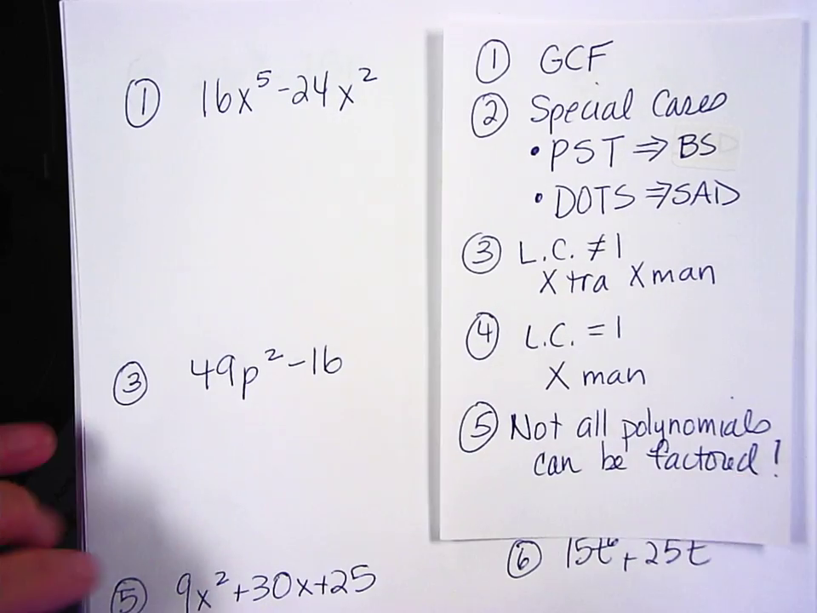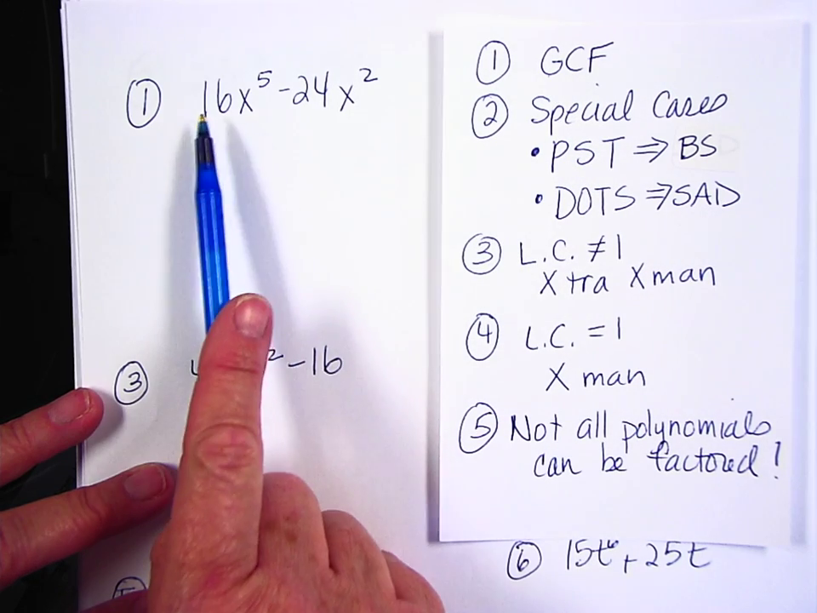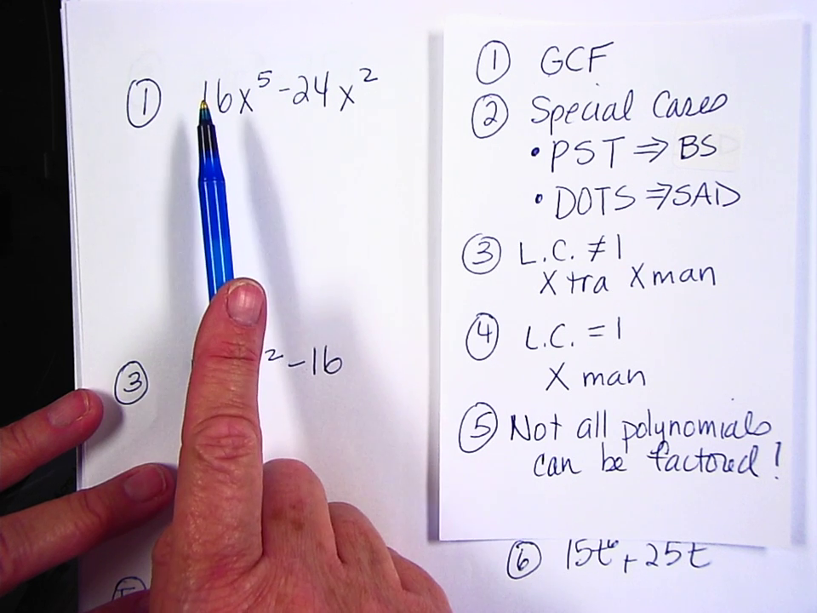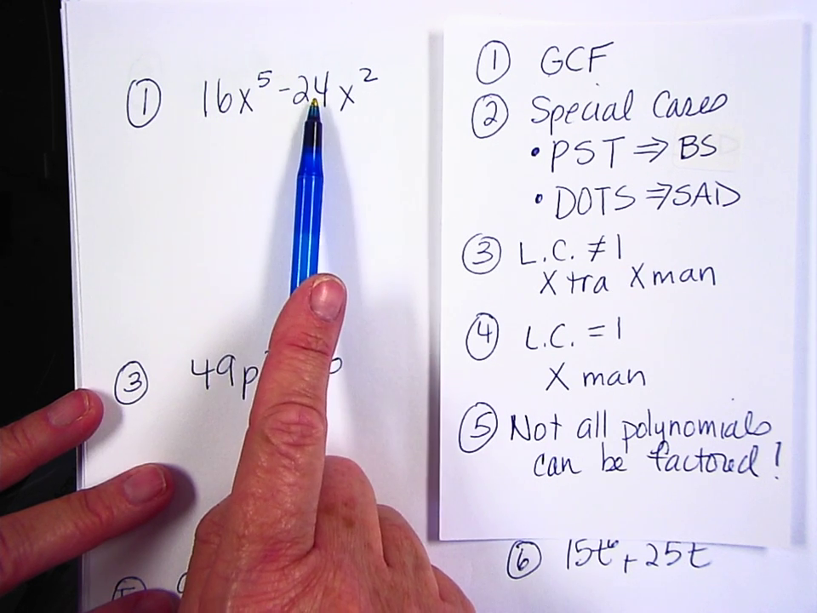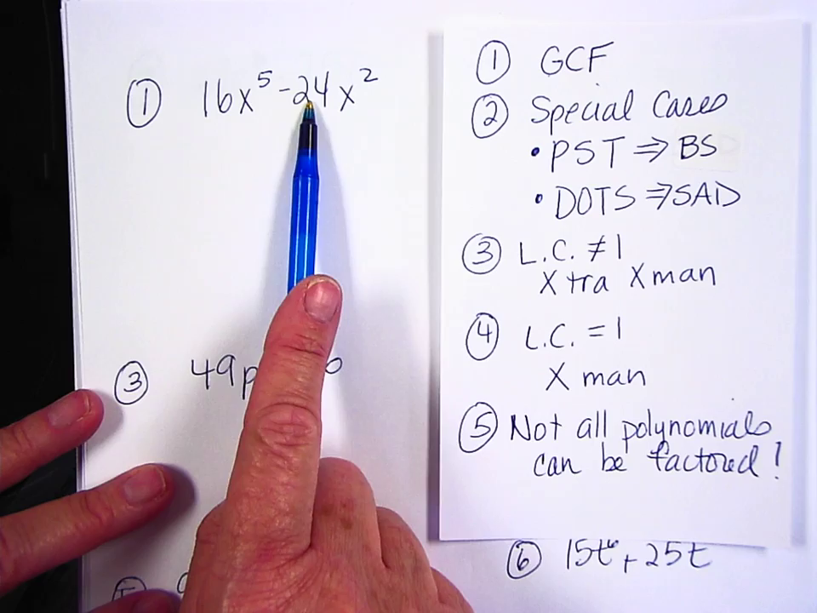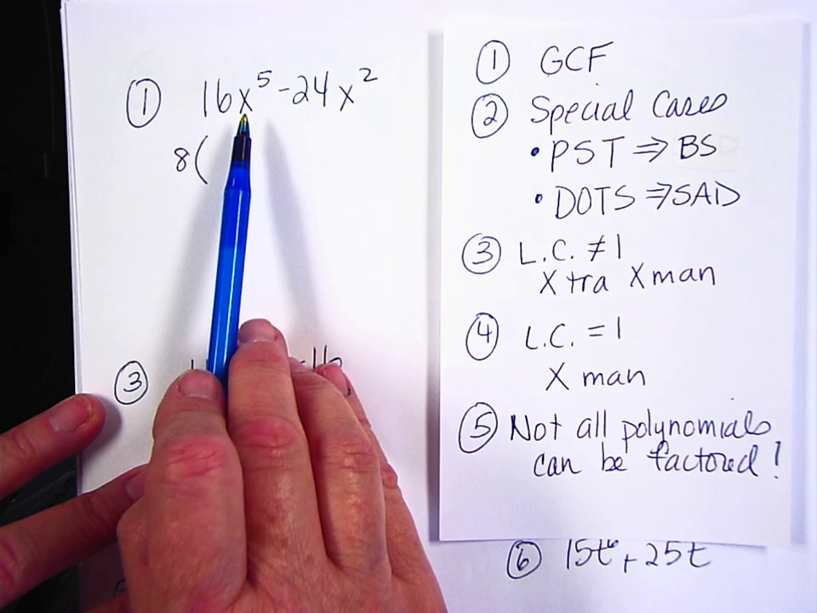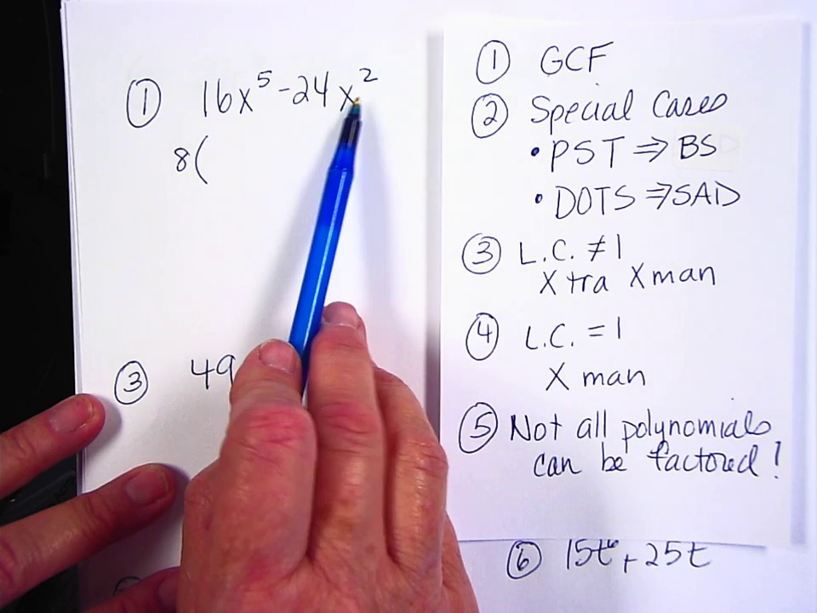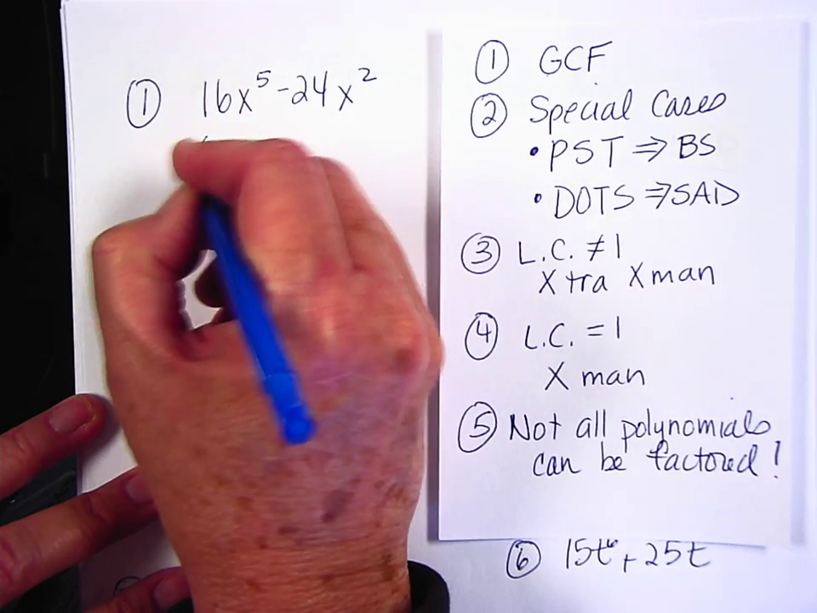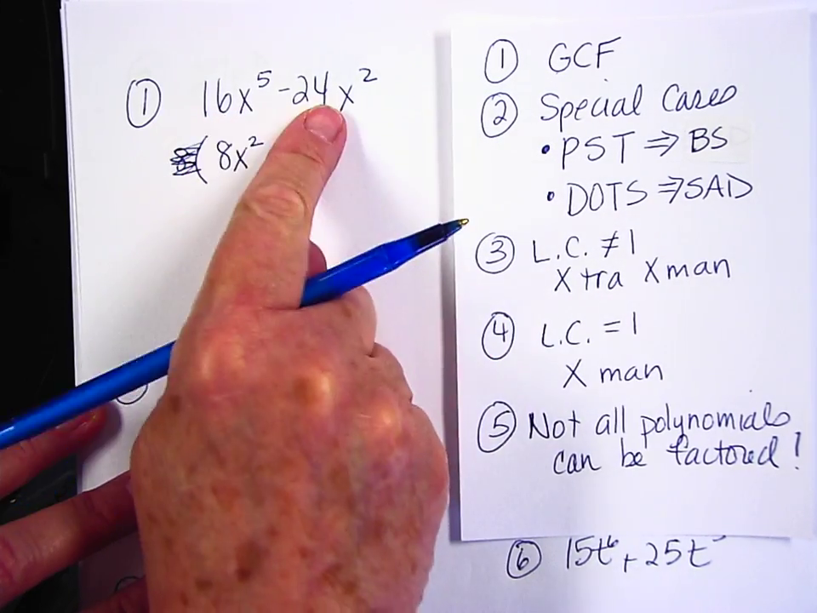All right, number 1, 16x to the 5th minus 24x squared. I'm going to look for a GCF. Hey, 16 and 24 both have a GCF of 2. Wait a minute, they both have a GCF of 4. Wait a minute, they both have a GCF of 8. I think that's the biggest factor I can pull out. Now, the most x's I can pull out from each of these is 2. I can't pull out more than 2 here, so I'm going to just pull out 2 from each of these. So actually, my GCF is 8x squared, because I can pull that out of here and here.